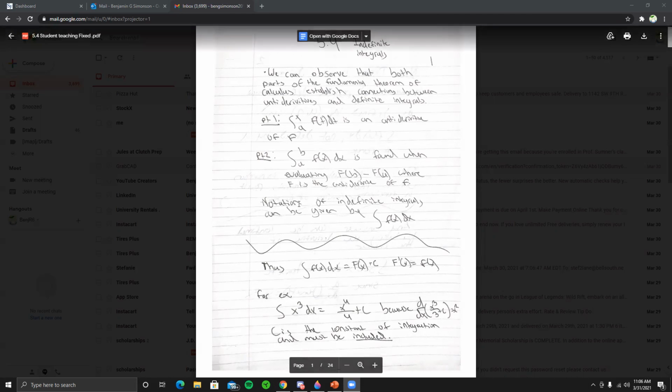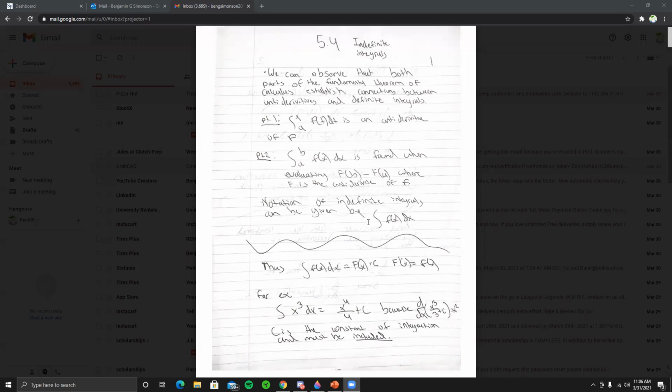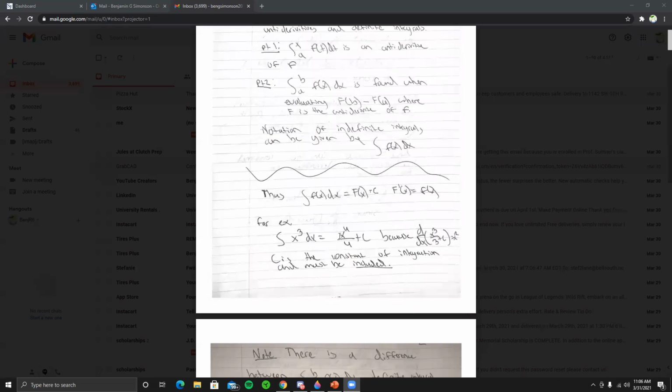The notation of indefinite integrals is given by the integral of f of x dx, and you should never confuse an indefinite integral with a definite integral. Definite integrals have bounds, an upper bound and a lower bound, and indefinite integrals have no bounds. Another property that should be stated is that the integral of f of x dx is equal to the antiderivative F of x plus c, where c is the constant of integration and must be included to account for any arbitrary constant.